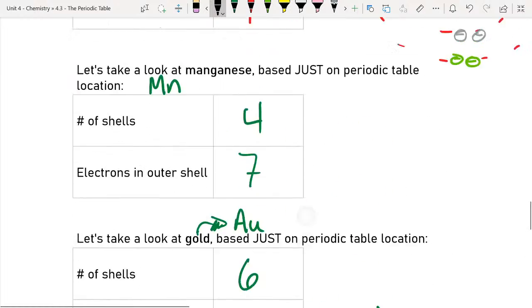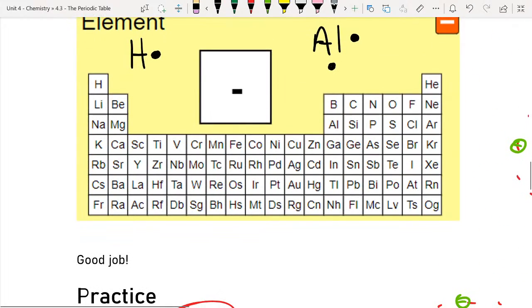And again, how did we get that? We went up and we looked. We saw nitrogen was right here, and we can just count it. 1, 2, 3, 4, 5.